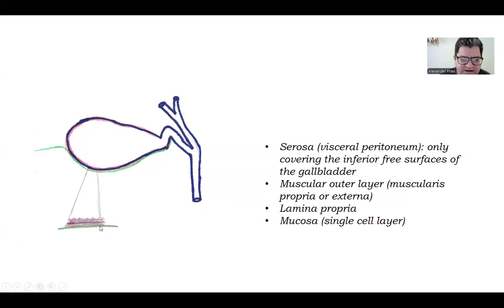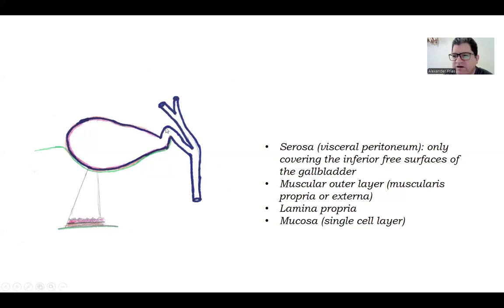The next layer, a very important layer as you can see here in the drawing, only covers the gallbladder in the inferior surface. This is the peritoneum. What is the peritoneum? The peritoneum is a layer, like a skin covering the internal surface of the organ. Why is this relation important?